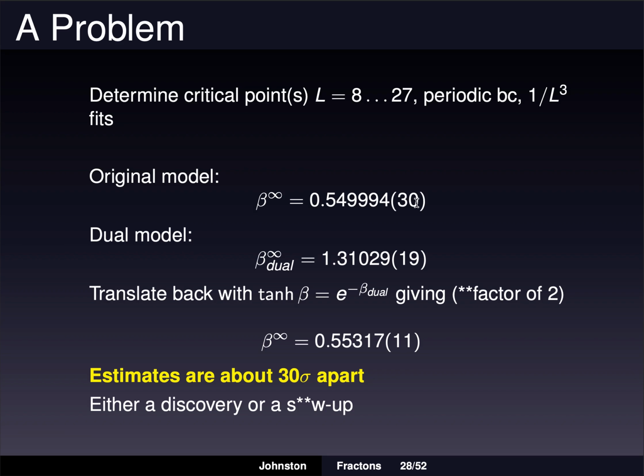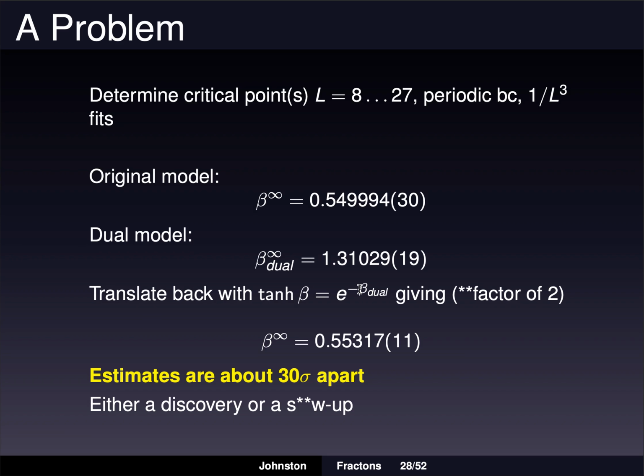There are clever ways of doing the simulations, so the error estimates are reliable. And if you translate the dual one back to the original one, if anyone's paying attention, there's a factor of 2 difference between the definitions that I use here and the ones that I gave earlier. This is because there's a factor of 2 difference in the definitions used for beta in the simulations.